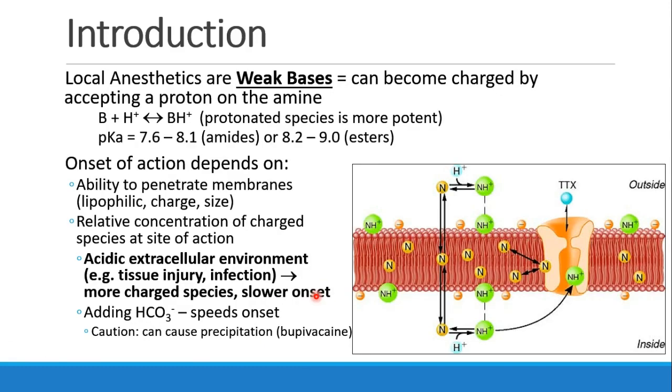Local anesthetics are weak bases, which means they are molecules that can accept a proton to become charged. I told you at the beginning that we would see this kind of acid-base chemistry again, and here it is. There's our equation, the base accepting a proton to become a protonated species. The protonated species is more potent, as we're going to see in just a moment. The pKa of most local anesthetics is just slightly above the pH of blood, as you can see here.